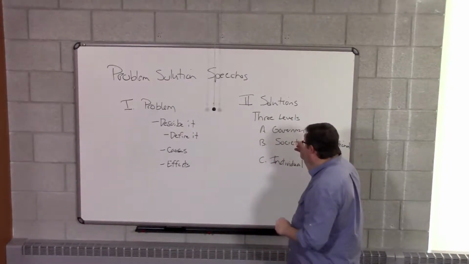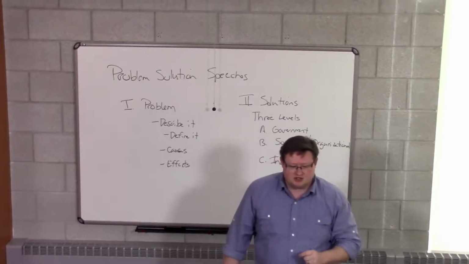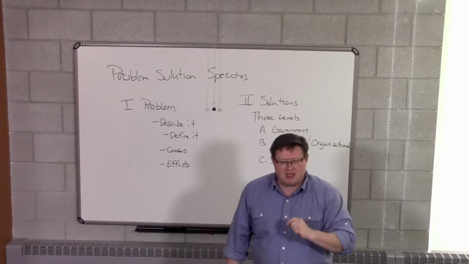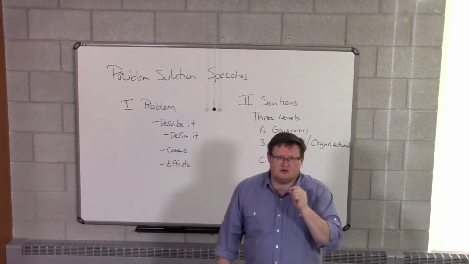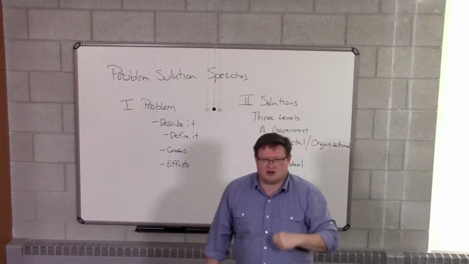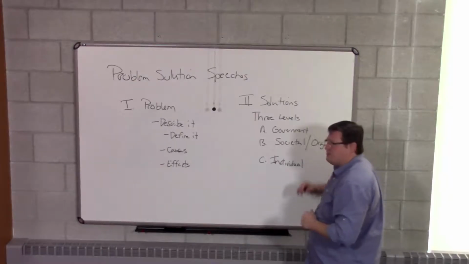So, for example, if you're going to do a governmental solution, let's say you're going to do texting and driving, and you argue that we need to have greater penalties for those who engage in texting and driving because it's just as dangerous as drunk driving and other issues. So let's say you propose that we increase the penalties.